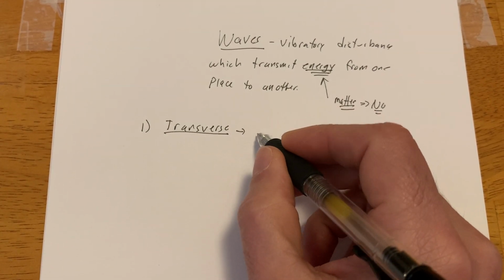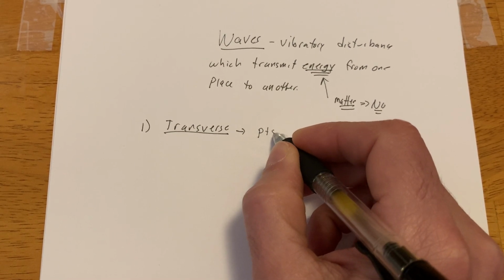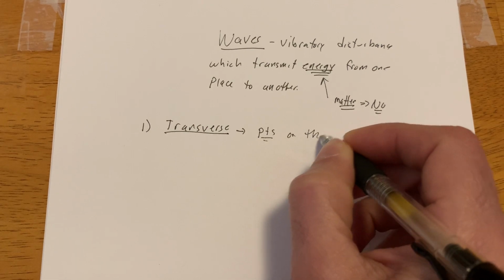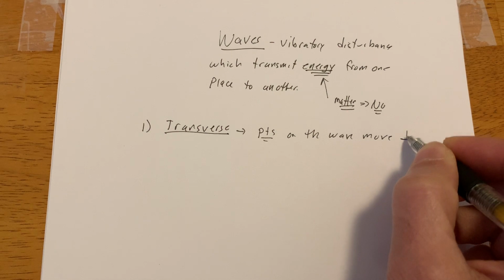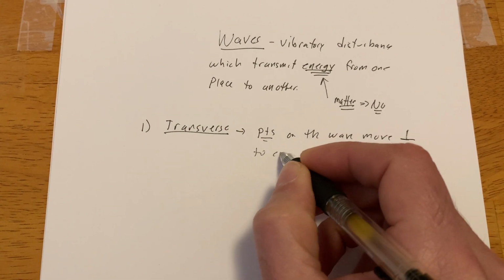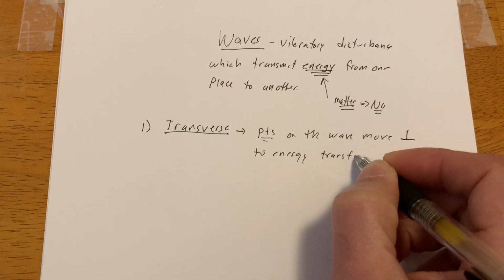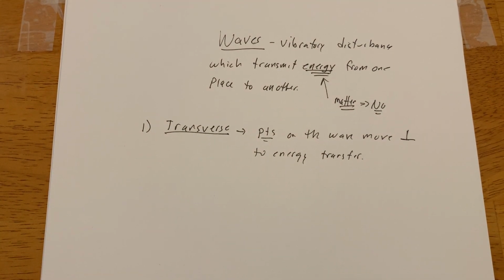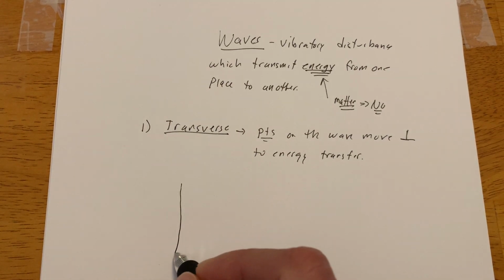A transverse wave is a wave which is described by, let's put it this way, points on the wave move perpendicular to energy transfer. In the first video you saw, you should be looking at some slinkies, and they had them wiggling around. So let me give you a better idea of what I'm talking about.